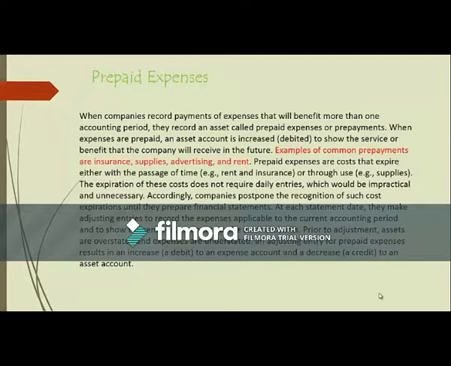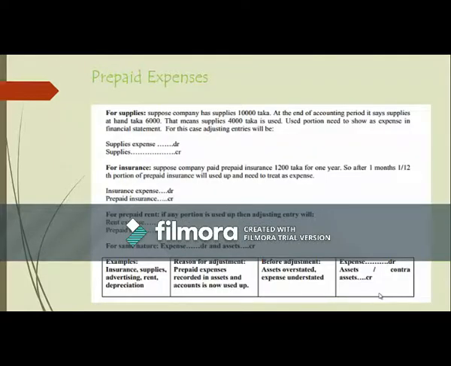Prepaid expense means we have already paid for some expense, but we didn't get the benefit yet. We will get the benefit through 1 year. So we will treat this prepaid expense as an asset. For example, prepaid payment for insurance, for supplies, for advertising and rent. Here are some examples of prepaid expense.